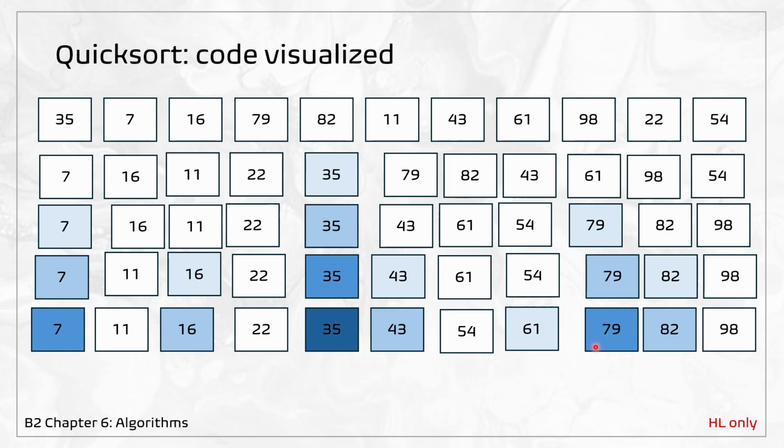And now if we look at the bigger picture, we can see that the entire list is now sorted: 7, 11, 16, 22, 35, 43, 54, 61, 79, 82, and 98. So eventually, after dissecting and dissecting all of these different sublists into smaller and smaller sublists, we can see that quicksort does its job. And surprisingly, in only 5 iterations as well.